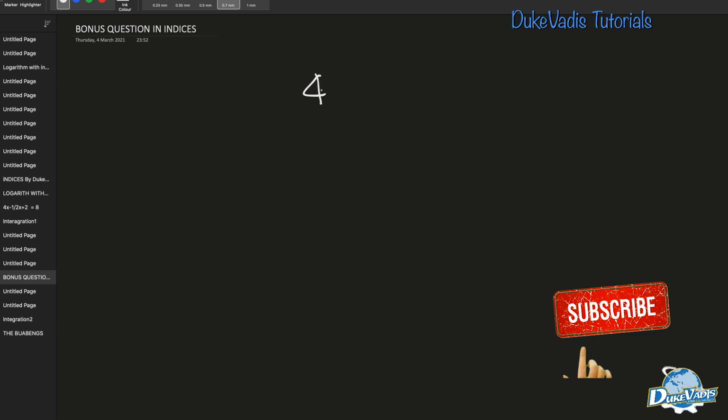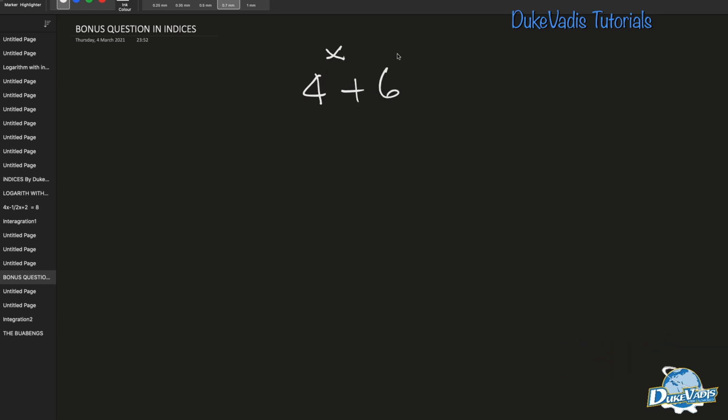4 exponent x plus 6 exponent x is equal to 9 exponent x. Wow. What are we looking for? Okay, we are finding the values of x. So we should solve it.